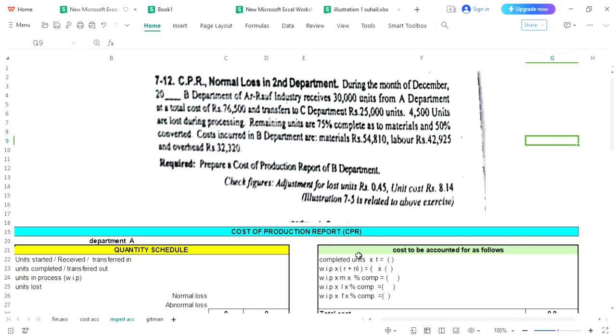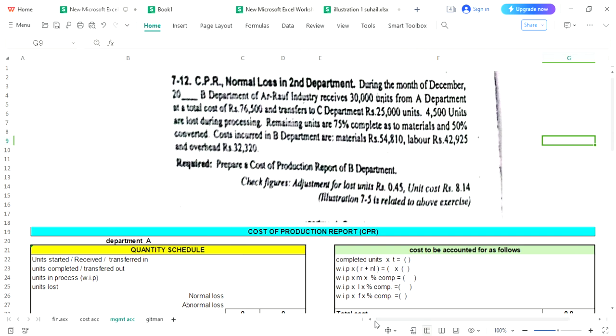So question number 12 is about the cost of production report, and the very first thing you will notice here is that we have normal loss. And secondly, we have this normal loss in our second department. This is the most important aspect of this question. You are looking at normal loss, and secondly, the loss in your second department.